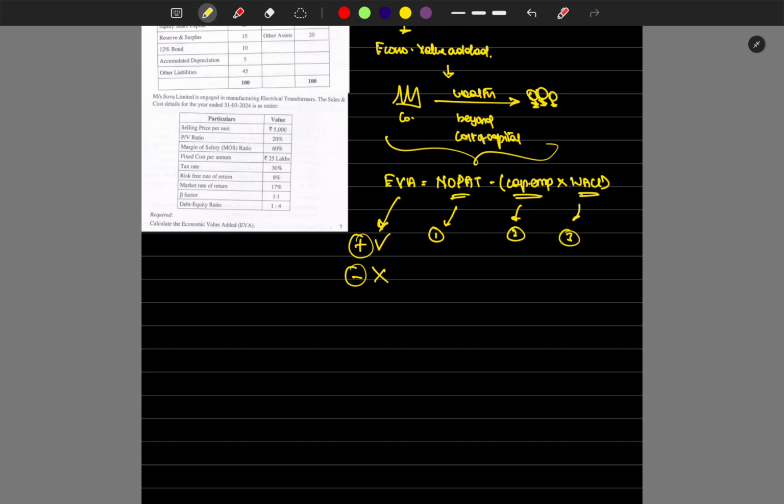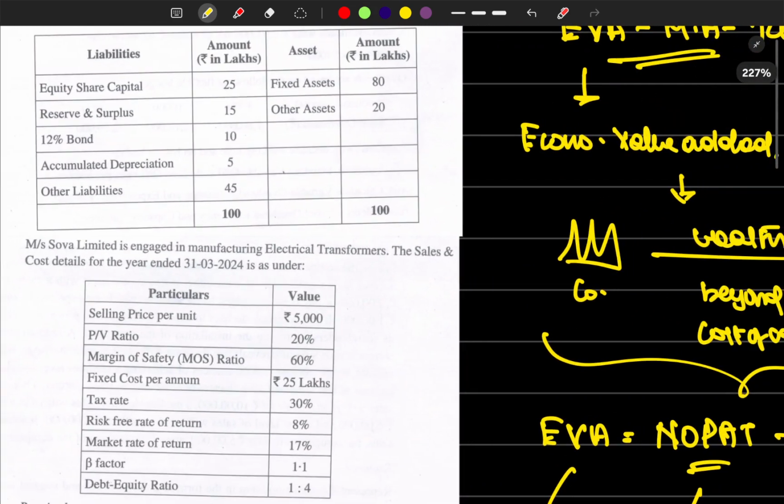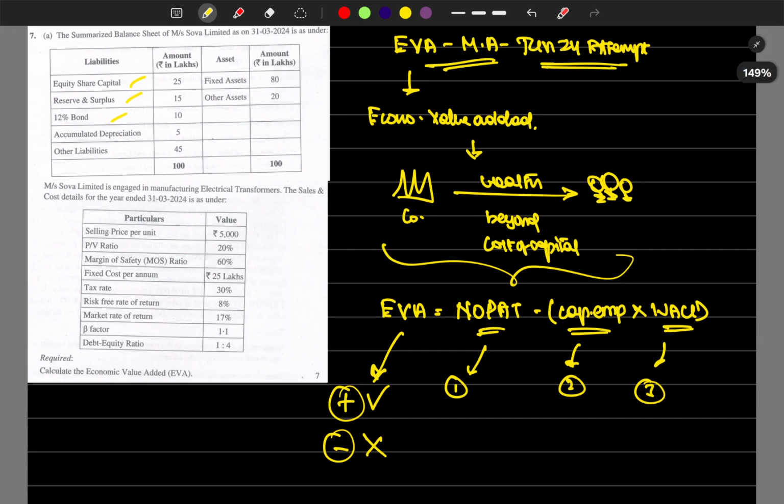What's the capital employed? Here you can see that capital employed is equity share capital, reserves and surplus, and the 12 percent bond. Even though you may say that reserves and surplus is not capital, it is capital belonging to the shareholders only. We have just retained it. Reserves and surplus is the retained earnings of shareholders. We have to pay it to shareholders, but we have retained it. So reserves and surplus is also part of capital employed.